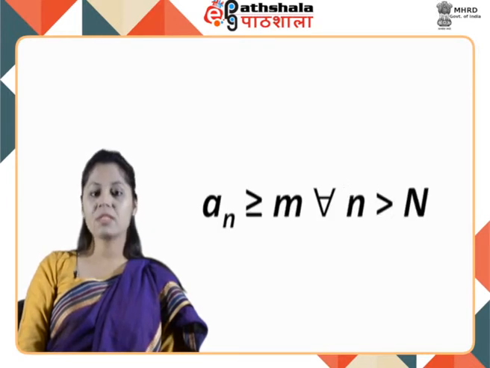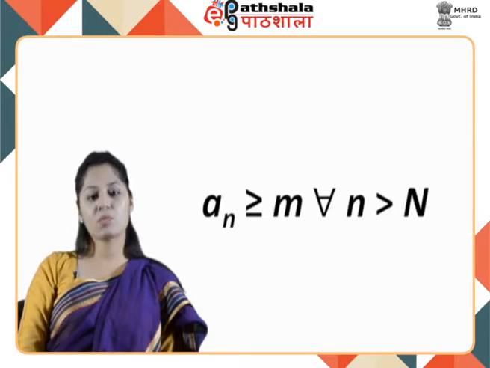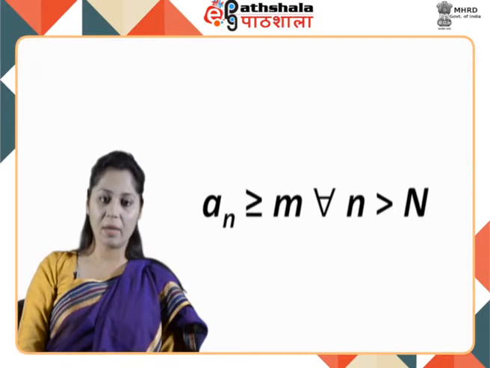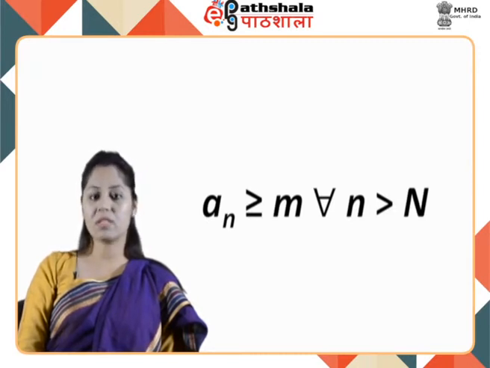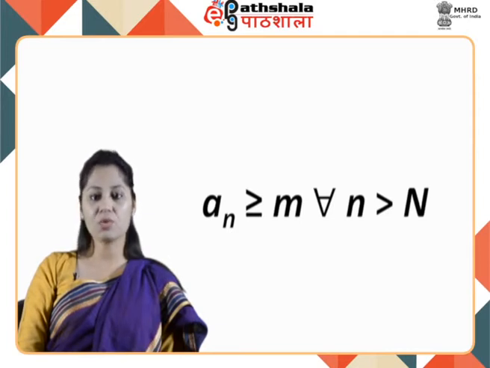Likewise, if for some real small m, a_n is greater than or equal to small m for all n greater than some N, then the sequence is bounded from below, and any such small m is called a lower bound of the sequence. If a sequence is both bounded from above and bounded from below, then the sequence is said to be bounded. In economics, these types of sequences are generally used to depict business cycles, that is, the periods of booms and recessions.